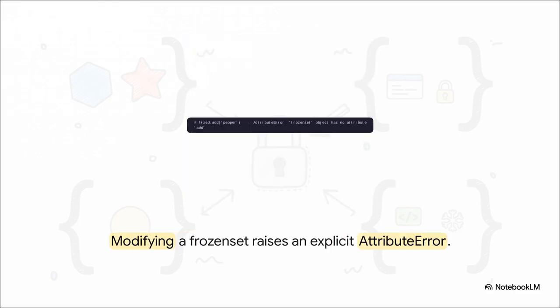And this perfectly shows what happens when we try to break the rules. If you try to mutate a frozen set after it's made, say by calling .add on it, Python instantly shuts it down. Boom, attribute error. It explicitly tells you the object has no attribute add. Remember, this isn't a bug, this is the core feature. That data is locked down tight.